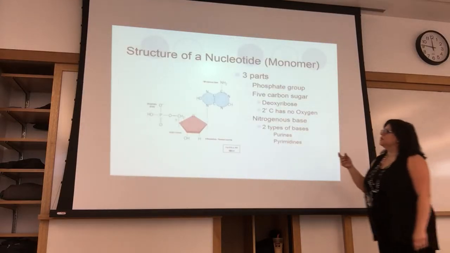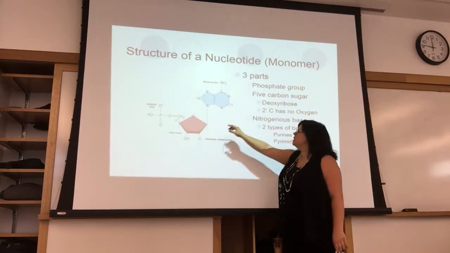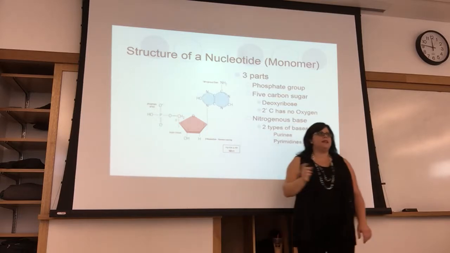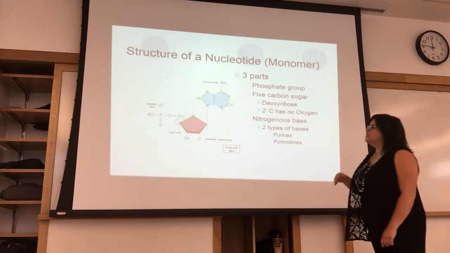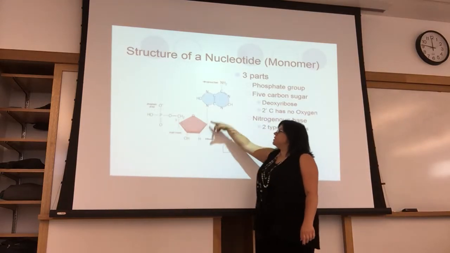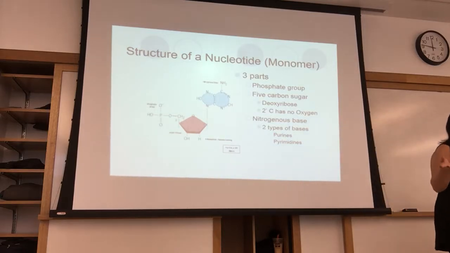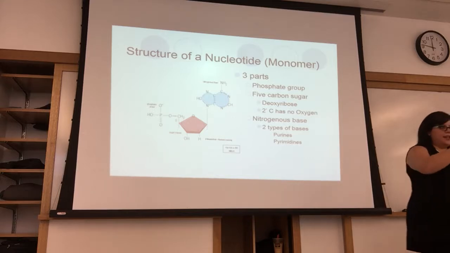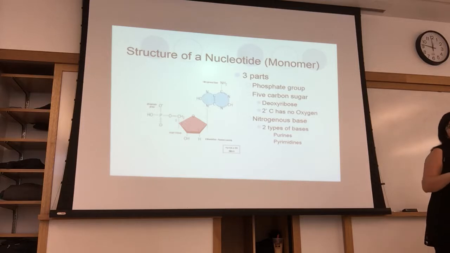Nucleotide here. So we have a phosphate group, a 5-carbon sugar, and a nitrogenous base, with many nitrogen atoms in the ring instead of carbon atoms. These three structures bonded together is a nucleotide, just like a bead on a necklace. Okay? And we have 2 chains of these nucleotides that are then hydrogen bonded together and twisted around each other. That's DNA. We covered that last class.